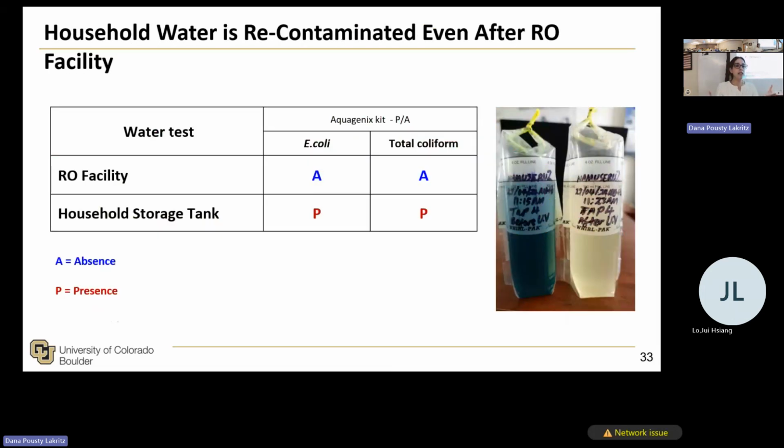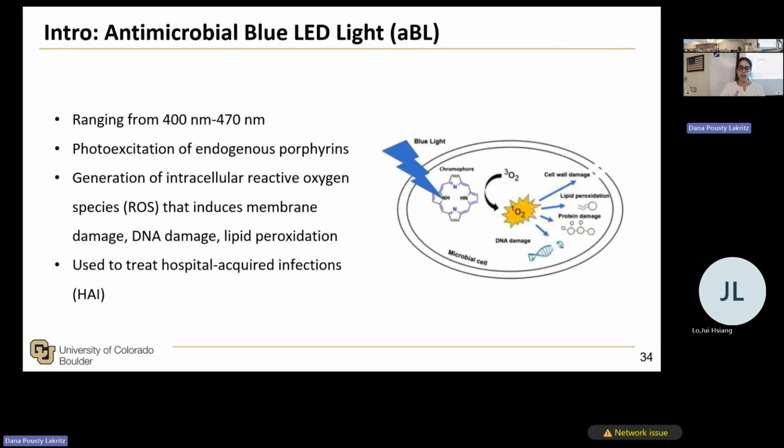So people in these villages in India collect the water from a reverse osmosis facility that is spread around the village. The reverse osmosis facilities give us 0 E. coli, 0 total coliform, but once the water gets into the water storage tank, it's contaminated with E. coli and total coliform. So what can we do about that? This is a huge problem. Those jerry cans, storage tanks, whatever. So let's return to the ABL.